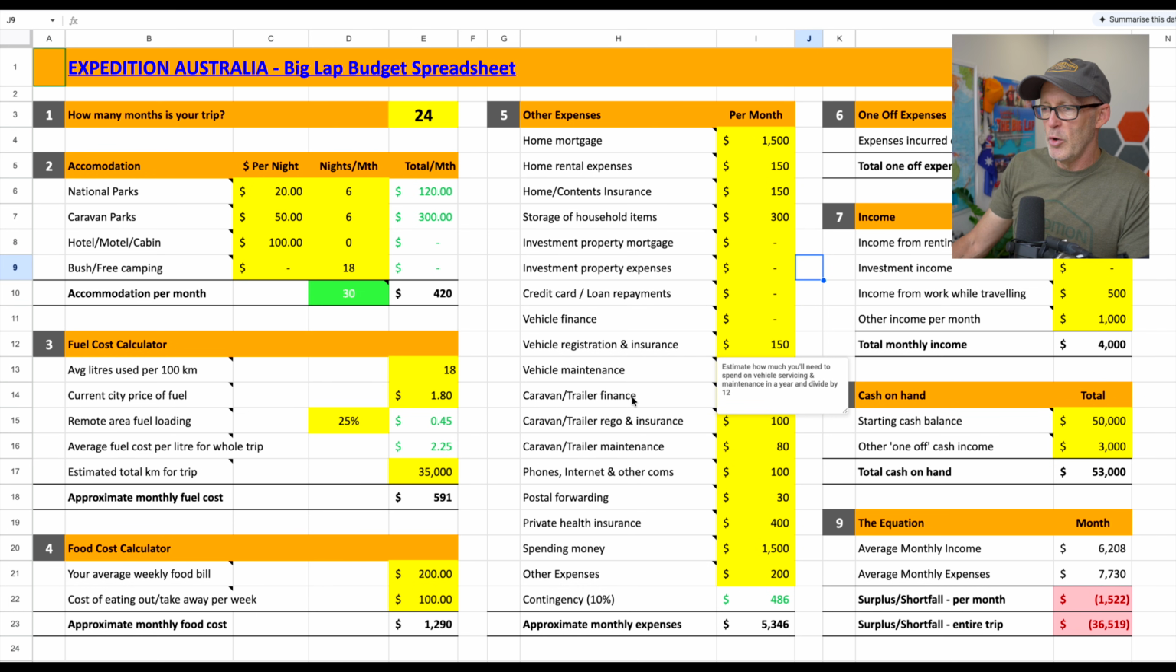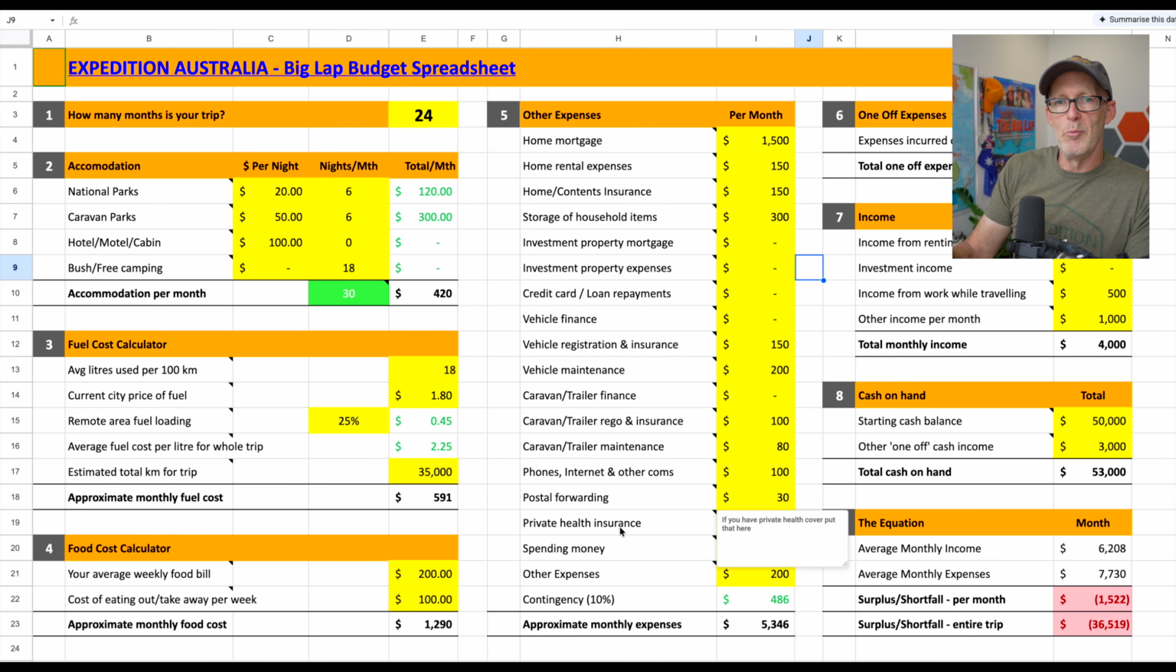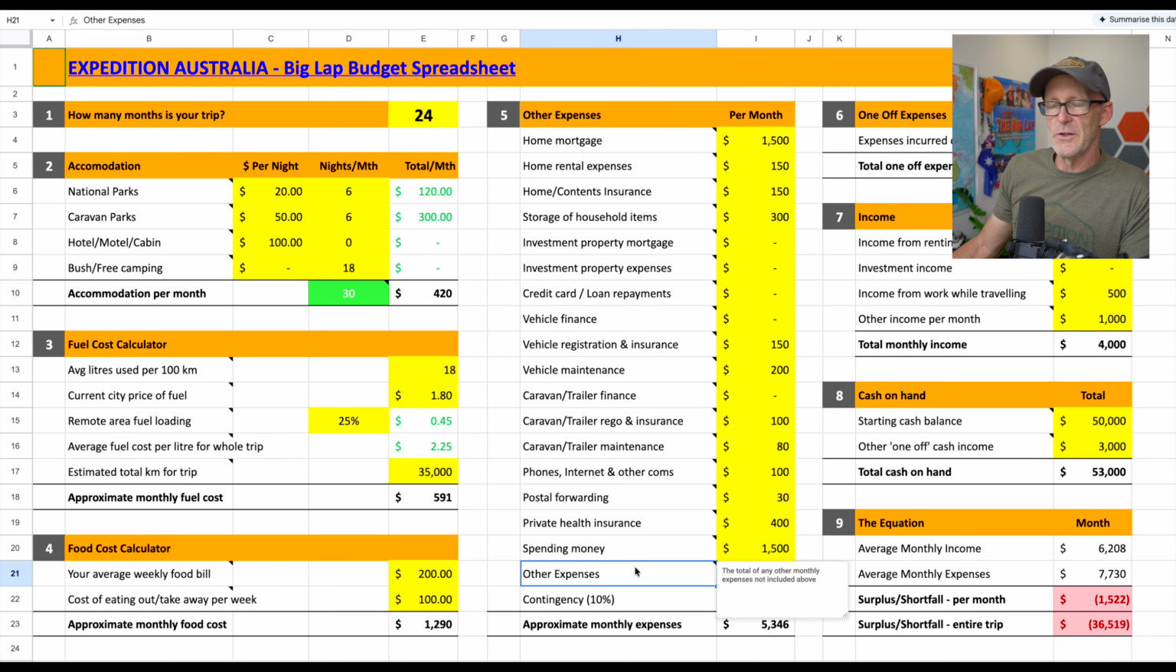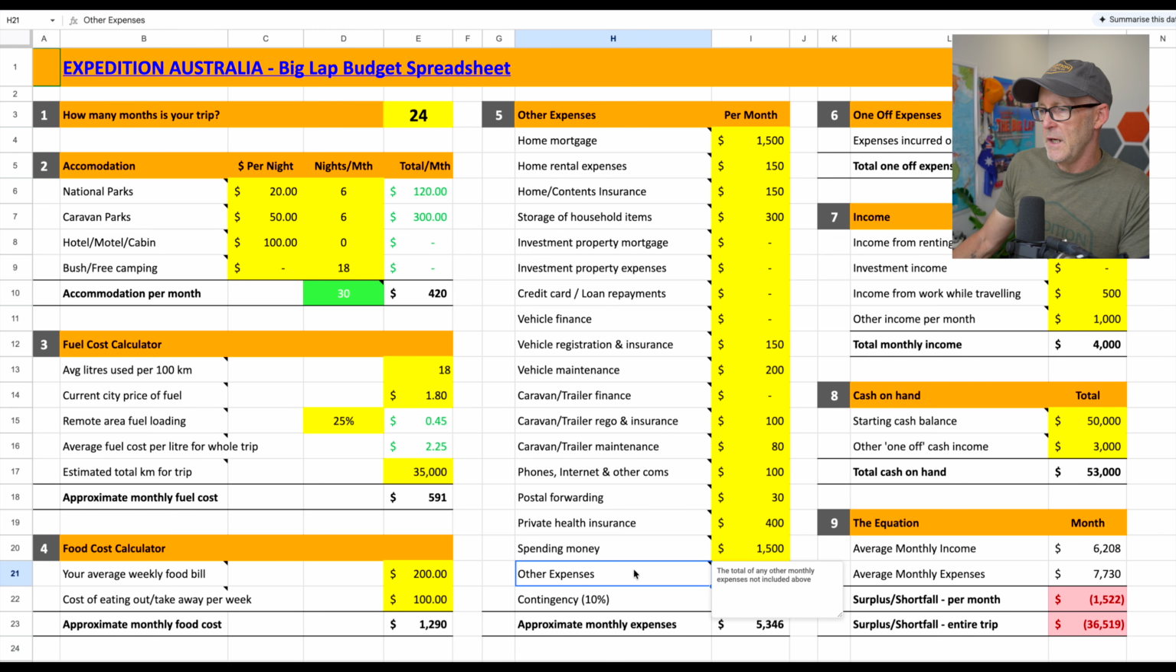So, I've put in a bunch of things there that I think should cover most people's situations. Feel free to change these if you like. And I've got an other expenses here to soak up anything else that I've missed. So if you've got other things that aren't included here, you can always just put them in other expenses.